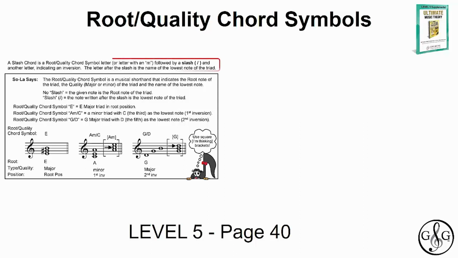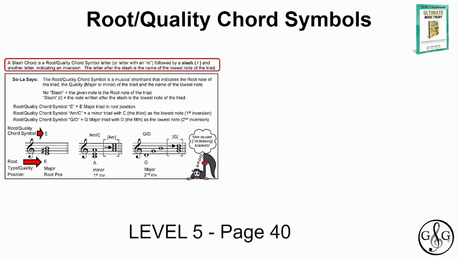Now, the slash chord is a root quality chord symbol letter, or letter with an M, of course, which means minor, followed by a slash and another letter. And that letter is indicating an inversion. So the letter after the slash is the name of the lowest note of the triad. So the root quality chord symbol is E. It indicates E major triad in root position.